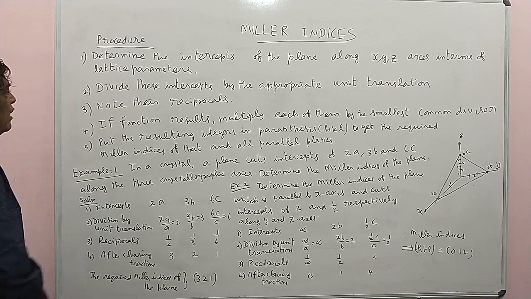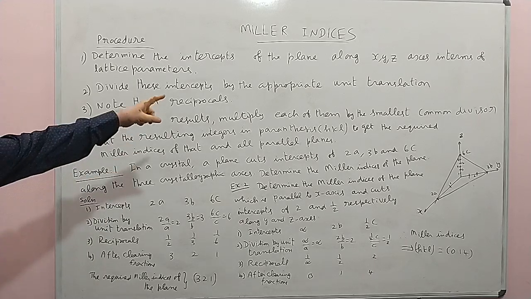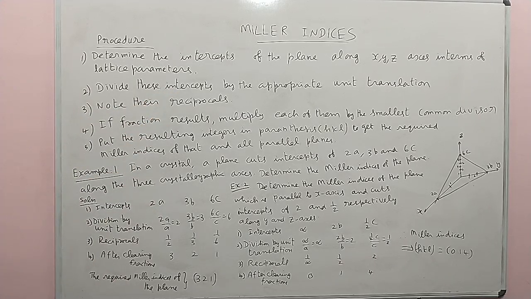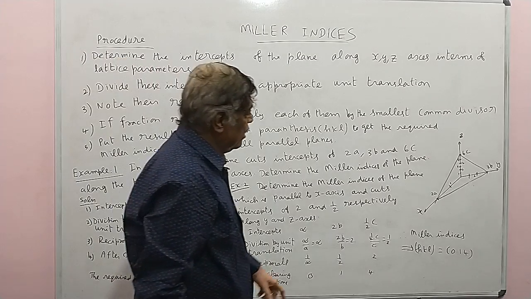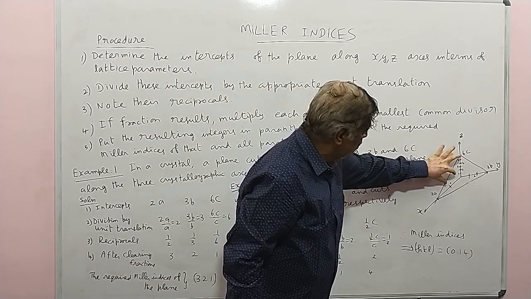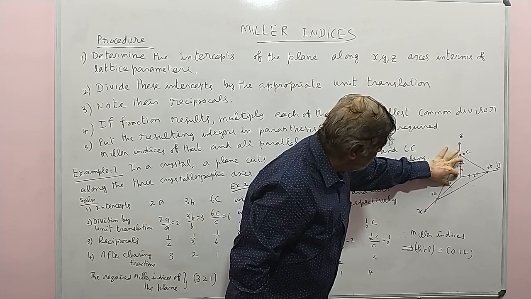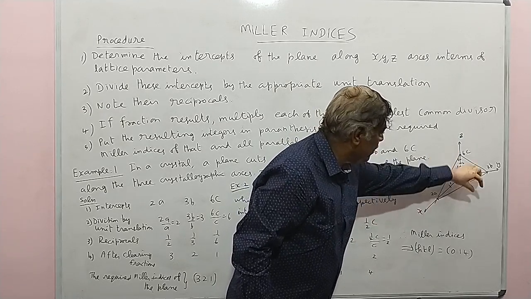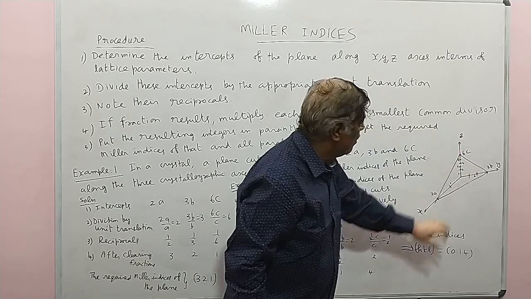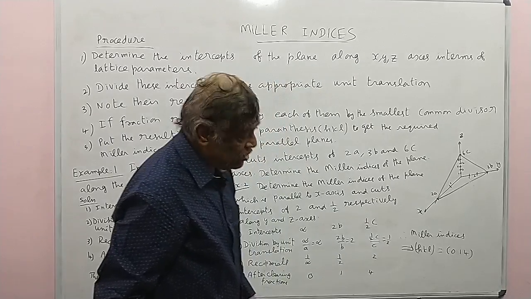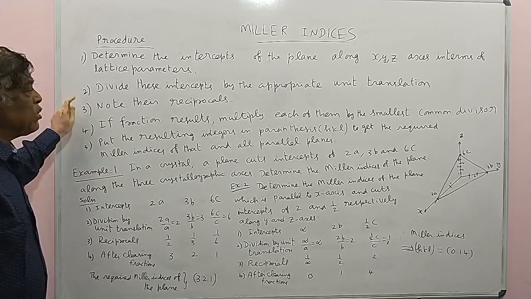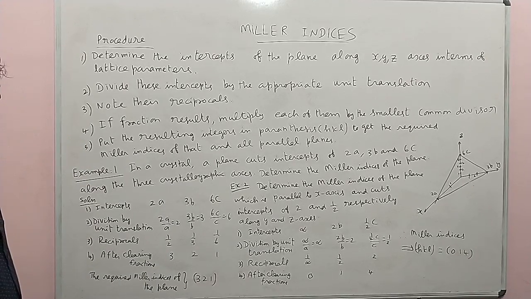The second step is to divide the intercepts by the appropriate unit translations. Here, along the x axis the unit translation is a, so 1 times a, 2 times a. Along y the unit translation is b. Along z the unit translation is c. So we divide the intercepts by the appropriate unit translations.